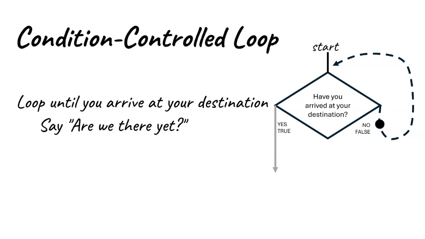And then we check to see again, have we arrived at our destination? No, we haven't. So we do say the same thing again. Are we there yet? And we go down the dashed path. Let's imagine though, the next time we get there, we've just driven around the road and we're now sitting outside our destination. So we check, have we arrived at our destination? Yes, we have. So we go down the grey, yes, true pathway, and we've left the loop.